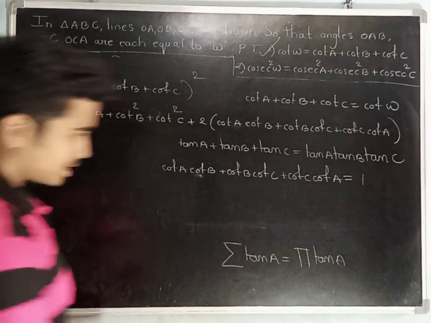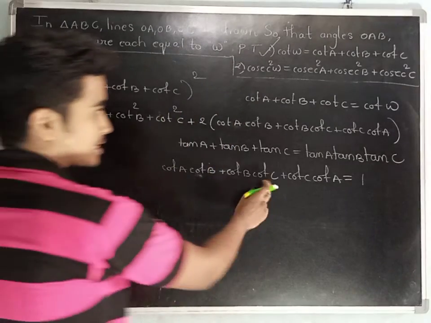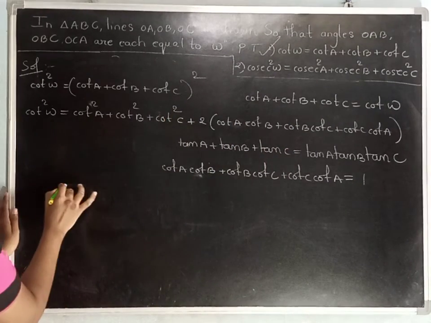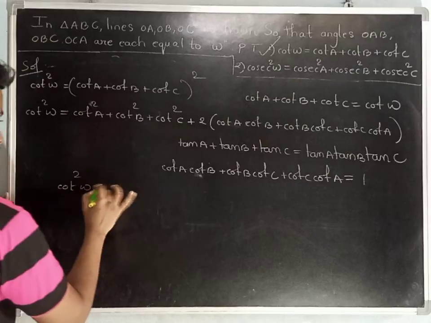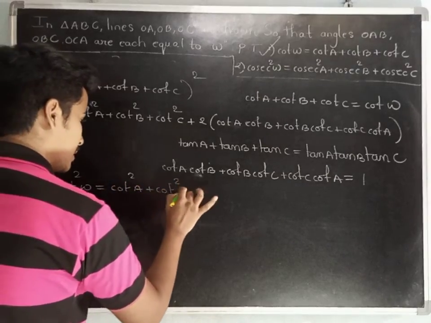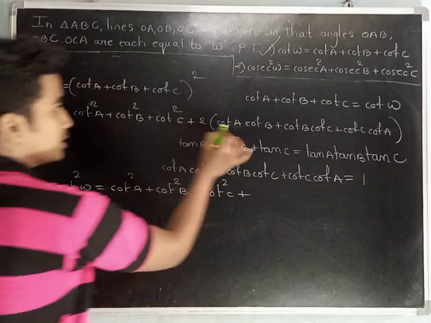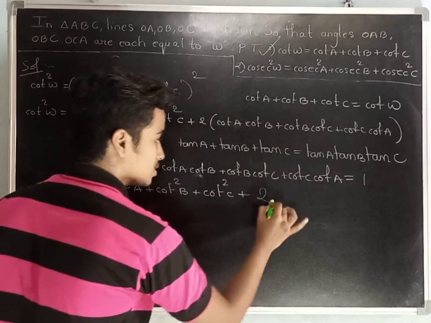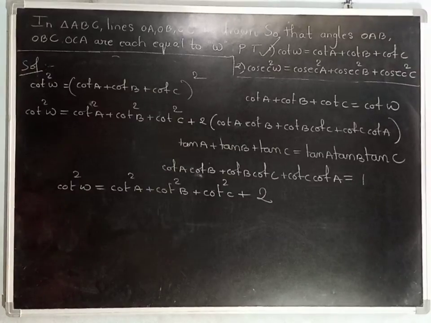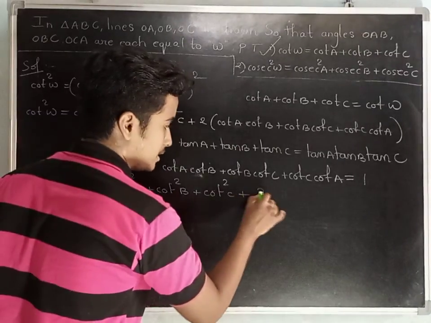I hope you understand why I explained this part, because I am going to use this part in this equation. Cot square omega is nothing but cot square A plus cot square B plus cot square C plus 2 into this part, which is nothing but 1. So it can be taken as 2. Next, what I am going to do? I am going to add 1 on both sides so that it will be 3.